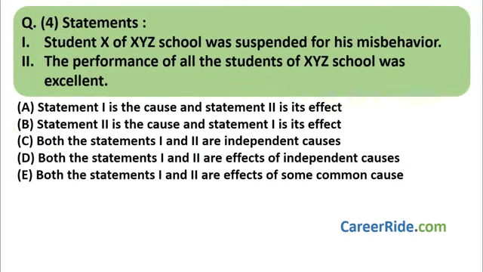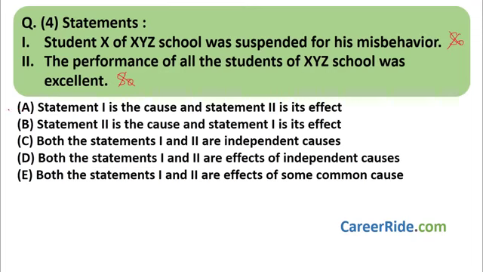Question number 4. Student X of XYZ school was suspended for his misbehavior. Second sentence is the performance of all the students of XYZ school was excellent. Now over here let's try the word so or therefore. Student X of XYZ school was suspended for his misbehavior, so the performance of all students of XYZ school was excellent. No, this does not make sense. Let's try the other way around. The performance of all the students of XYZ school was excellent, so student X of XYZ school was suspended. Again this does not make sense.